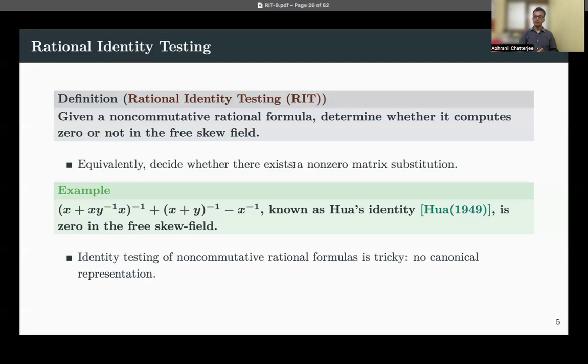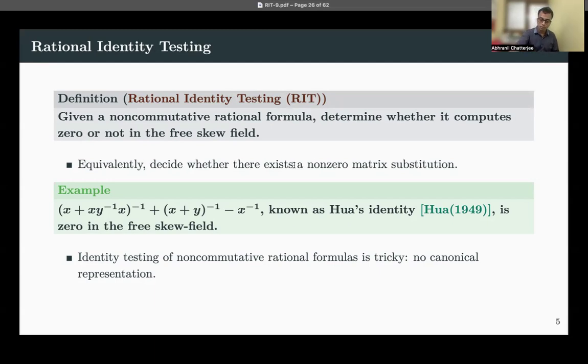canonical representation. Consider the commutative rational identity testing problem. It is not that interesting because of the canonical representation. We can just reduce it to commutative formula PIT. But for a non-commutative rational formula, we can't express it as a ratio of two non-commutative polynomials or non-commutative formulas. We can't expand it term by term either. This lack of canonical representation makes this problem really difficult.